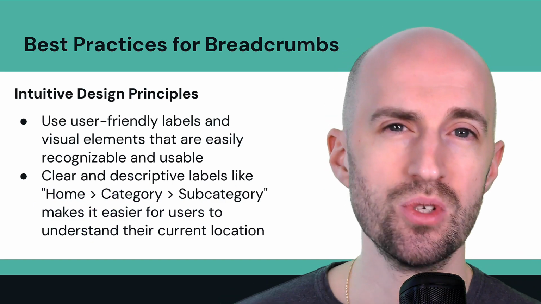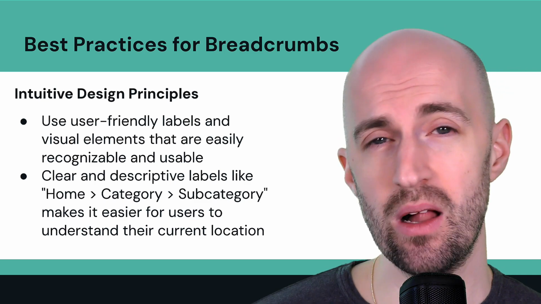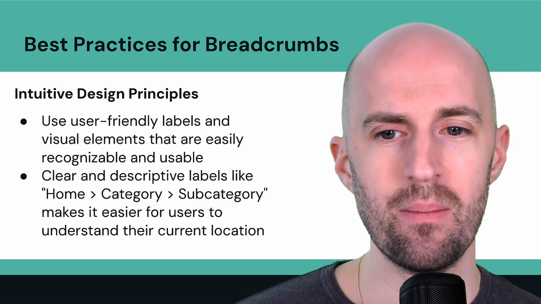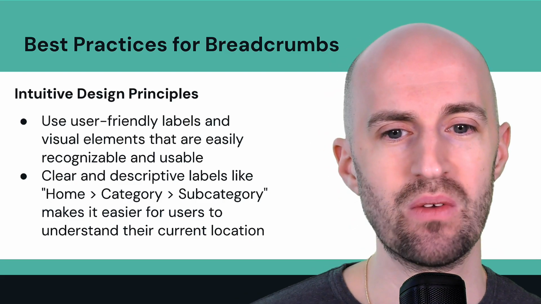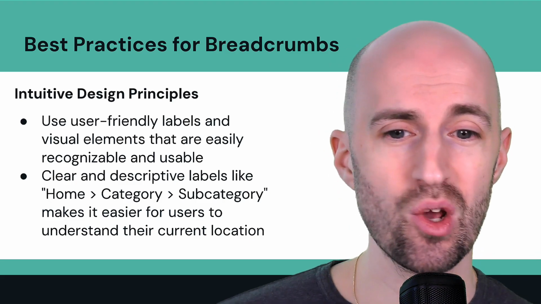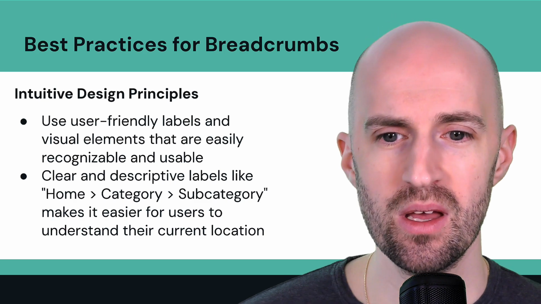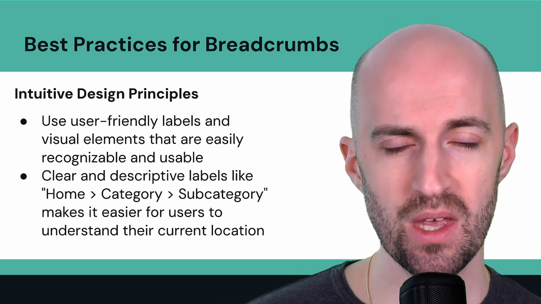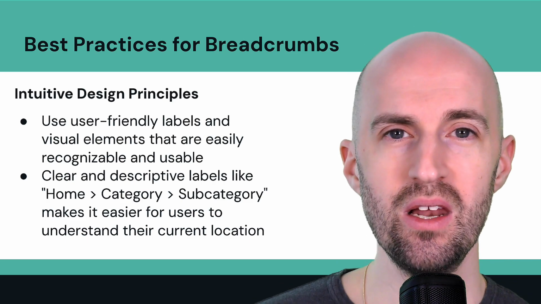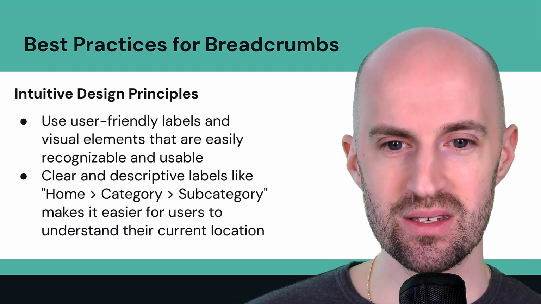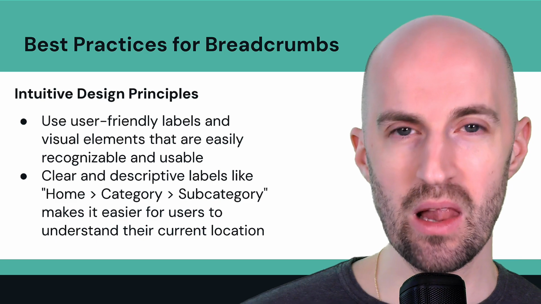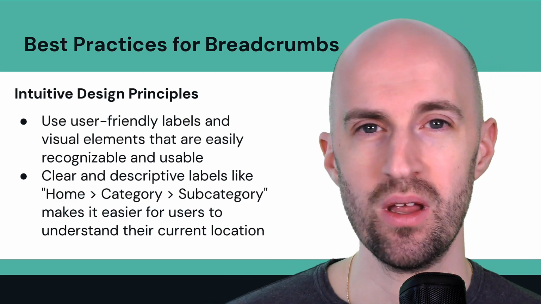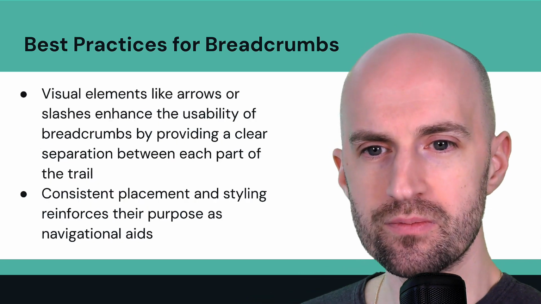You want to use user-friendly labels and visual elements that are easily recognizable and usable. That means you want to use clear and descriptive labels like home, the category name, the subcategory name, and this makes it easier for users to understand their current location. So don't try to put really long sentences as the breadcrumb elements. Keep it concise, keep it short, ideally one, max two words.